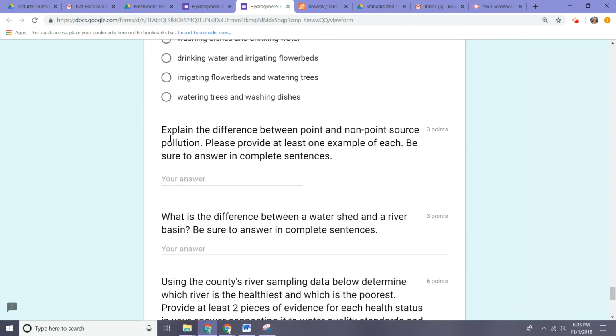Short answer question. Explain the difference between point and non-point source pollution. Please provide at least one example of each. Be sure to answer in complete sentences.